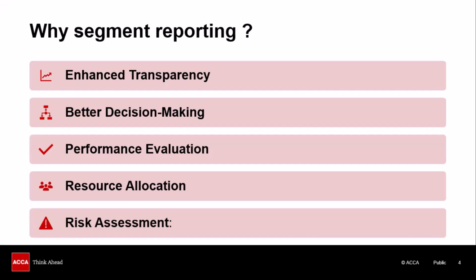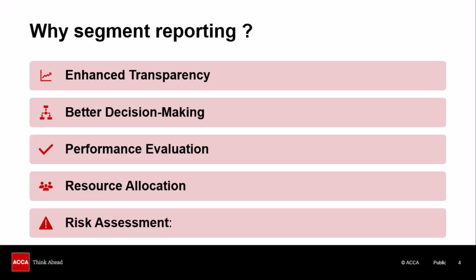So the first one is enhanced transparency. When a company discloses segment information, when it reports on their segments, it's going to provide detailed information about different parts of a company, which we otherwise would not be aware of. Imagine if you just had one number for profit, one number for assets, one number for revenue. You would not have a good understanding of how each individual segment is operating.